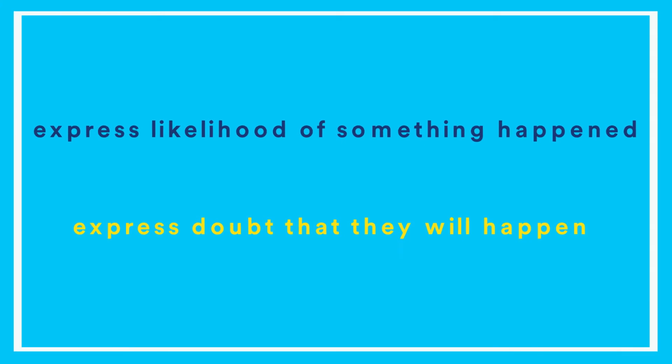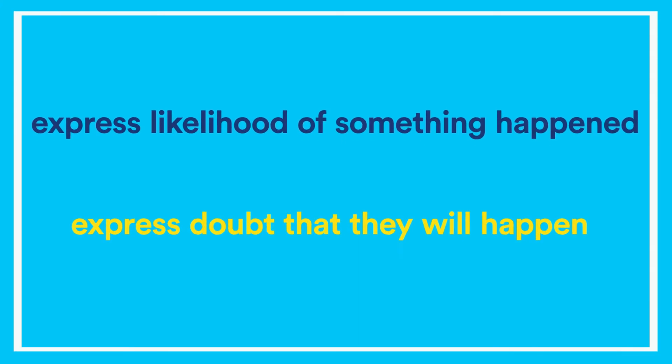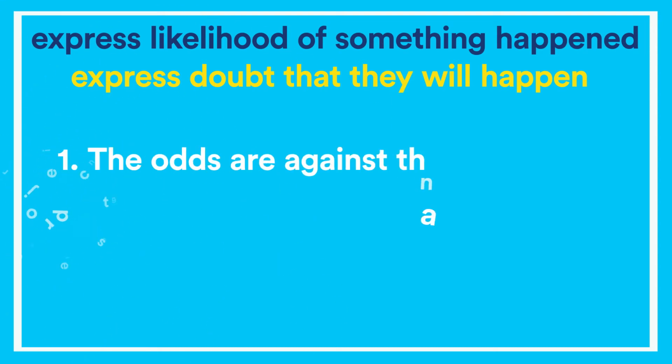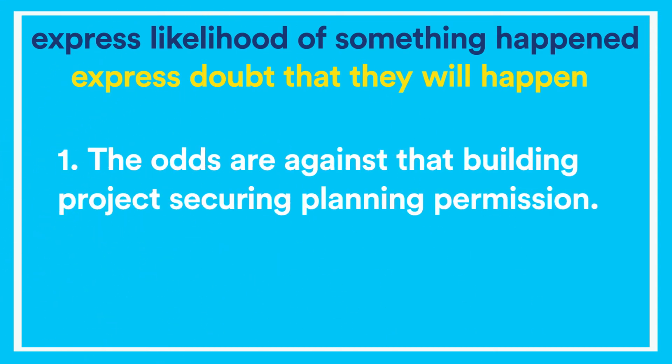Let's look at some sentences. Can you determine whether the following sentences you will see on the screen express likelihood of something happening or express doubts that they will happen? Number 1. The odds are against that building project securing planning permission. The answer is doubt.